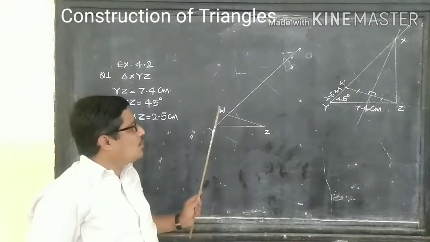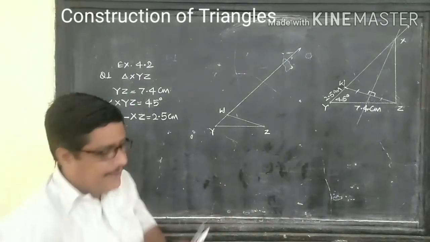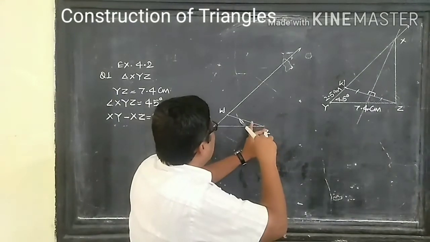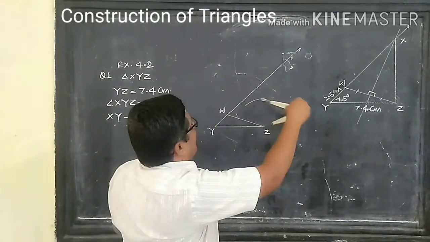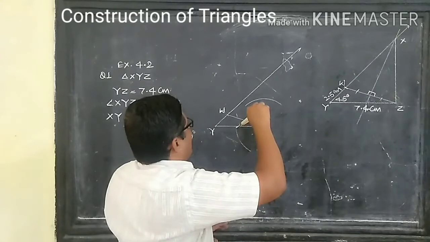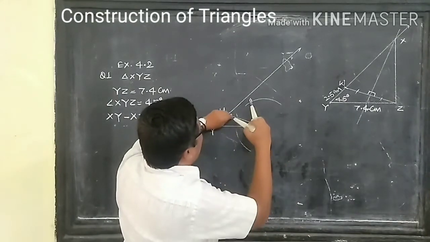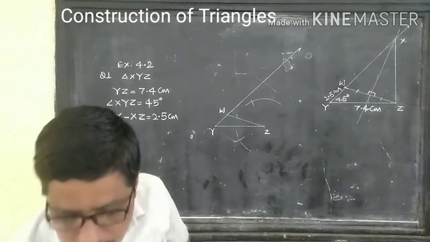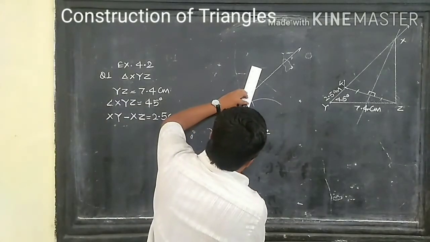After that we have to draw the perpendicular bisector of WZ. For that we have to take more than half distance. So this is more than half distance. Draw arcs on both sides of WZ. And after that draw a line passing through these points of intersection.